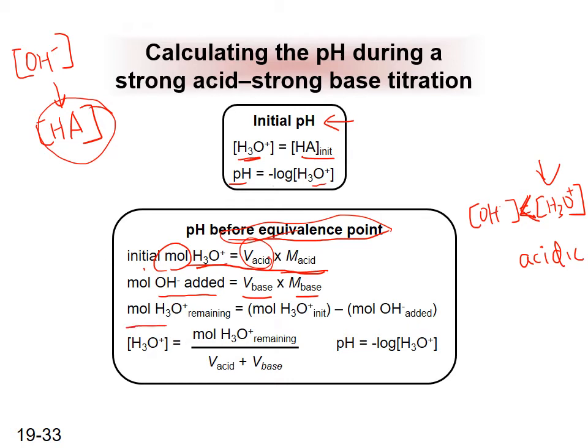So the number of moles of hydrogen ion remaining in the solution after reaction is the initial number of moles of hydrogen ion minus the number of moles of hydroxide. So we get the number of moles of hydrogen ion in the solution, and then you divide by the total volume, which gives you the concentration of hydrogen ion after hydroxide is added. Then your pH can be calculated. It's the negative log of the hydrogen ion concentration. So at any point before the equivalence point, the pH can be calculated as long as you know how much volume of base is added.